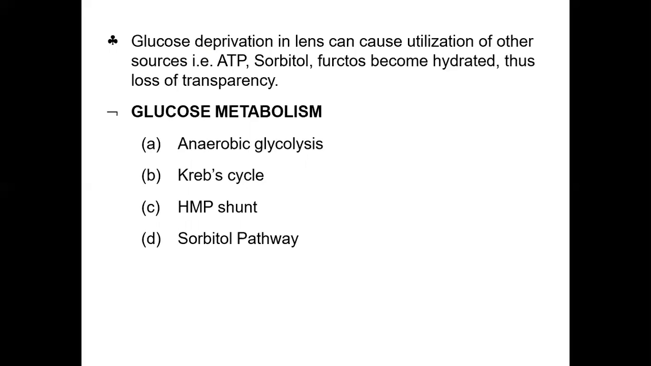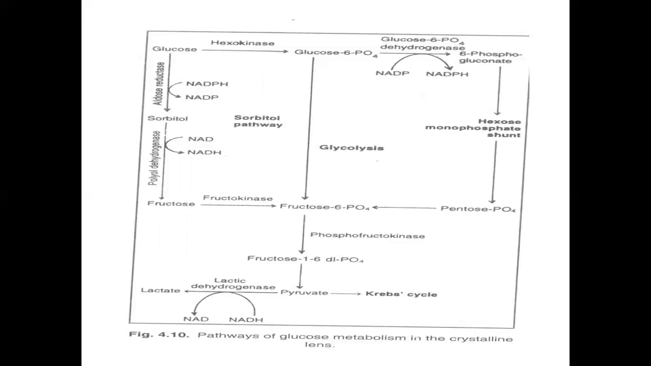There are 4 pathways which help to metabolize glucose: anaerobic glycolysis, Krebs cycle, HMP shunt, and sorbitol pathway. This is the same as our corneal metabolism pathway. Here the diagram shows what I mentioned, that 4 pathways are there. We can see what is happening there. They have put it very nicely in a diagram chart.